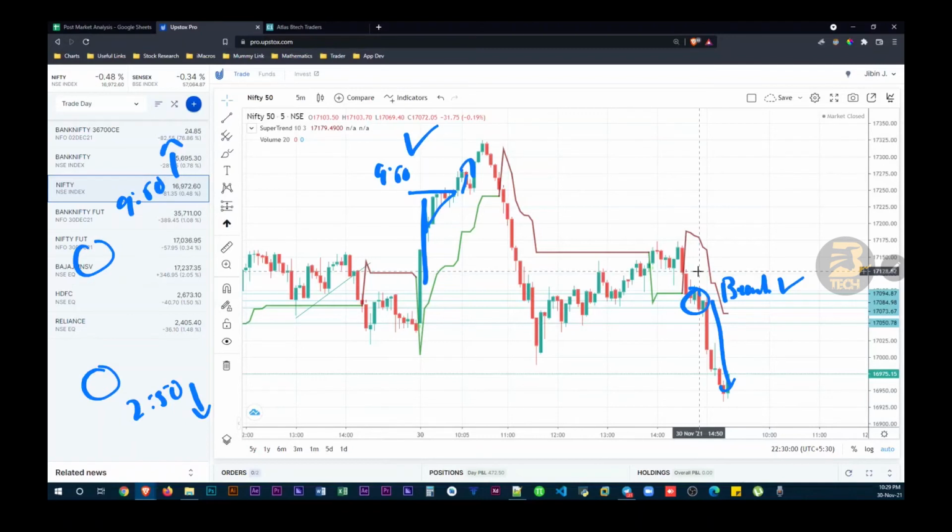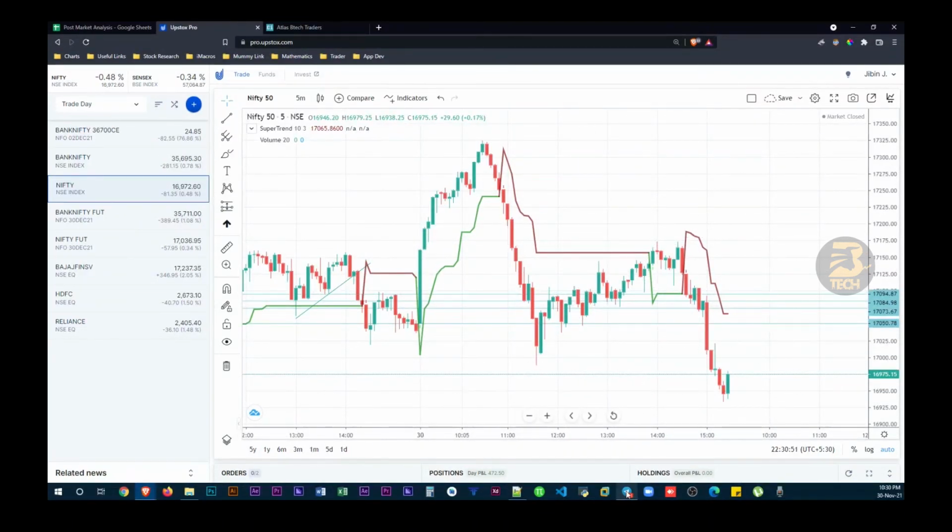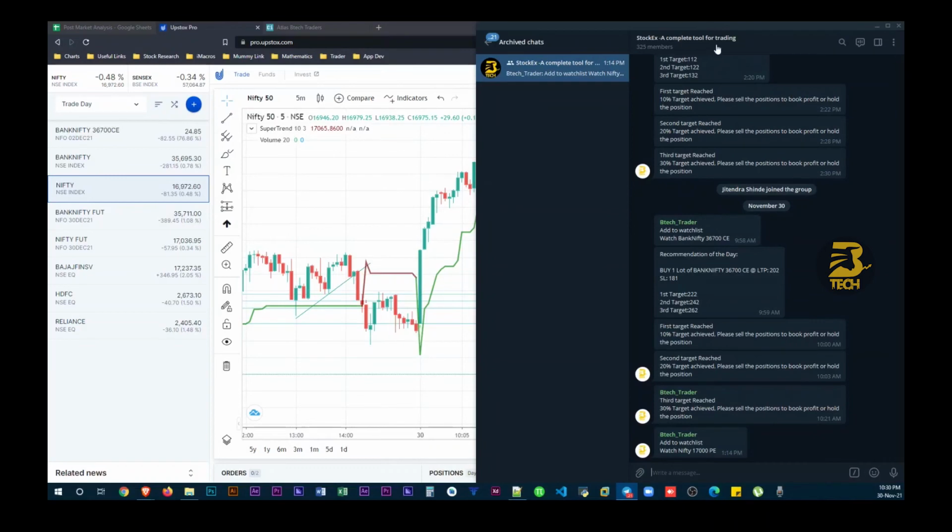Even before the main trend began, we actually predicted the market movement in advance. So at 9:50 we could have gone for a call option, and at 2:50 PM you could go for a put option, but I actually don't prefer doing trades after 2:45, so get into this position only.